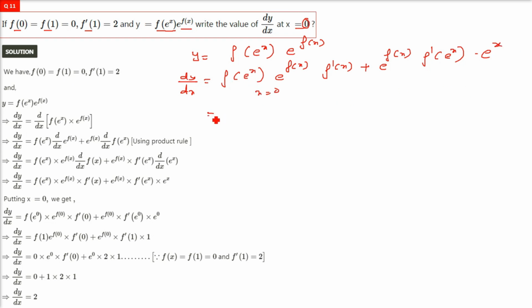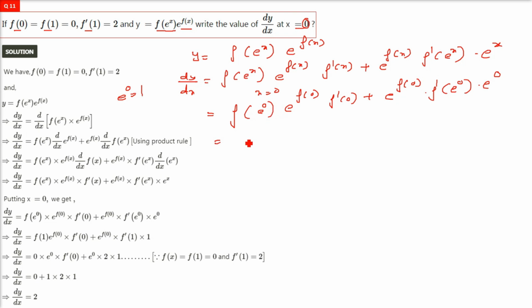Now x has to be replaced by 0 as the question is saying. f(e^0), then e^(f(0)), f'(0), then plus e^(f(0)), and then f'(e^0), and then multiplied by e^0. So wherever we have e to the power 0, or anything to the power 0, it is ultimately 1 only.